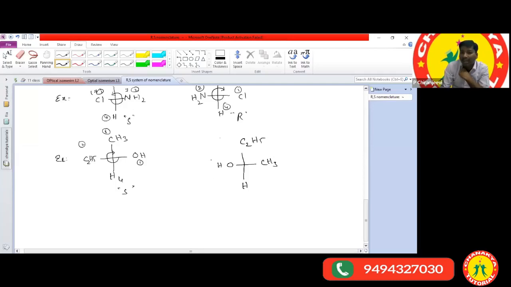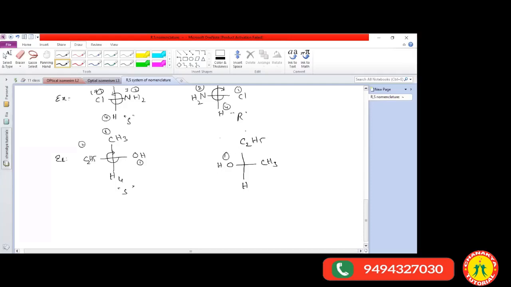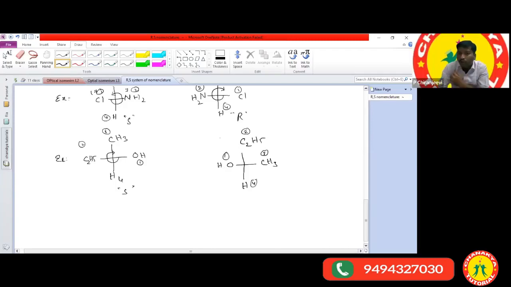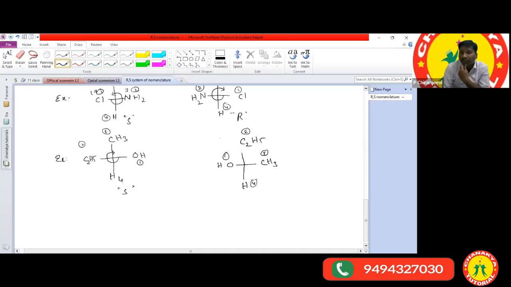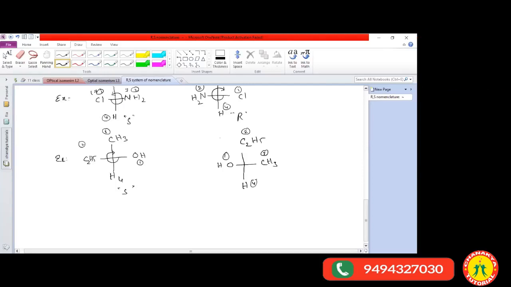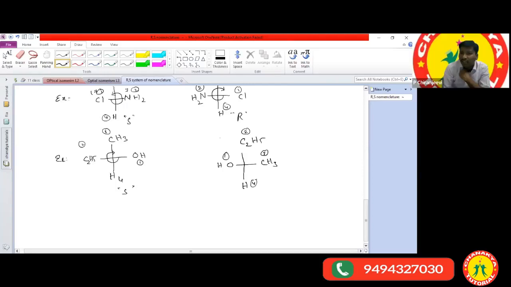Samhita, first we can discuss the priority order. For which one can we give the first priority? Sir, OH, then C2H5, then CH3, and then H. Is the least priority group present on the vertical line or horizontal line, Aditi? On the vertical line. If it is in clockwise direction, what is the isomer? R isomer or S isomer? If it is in anti-clockwise direction, then it's S. Now let's add the priority order.